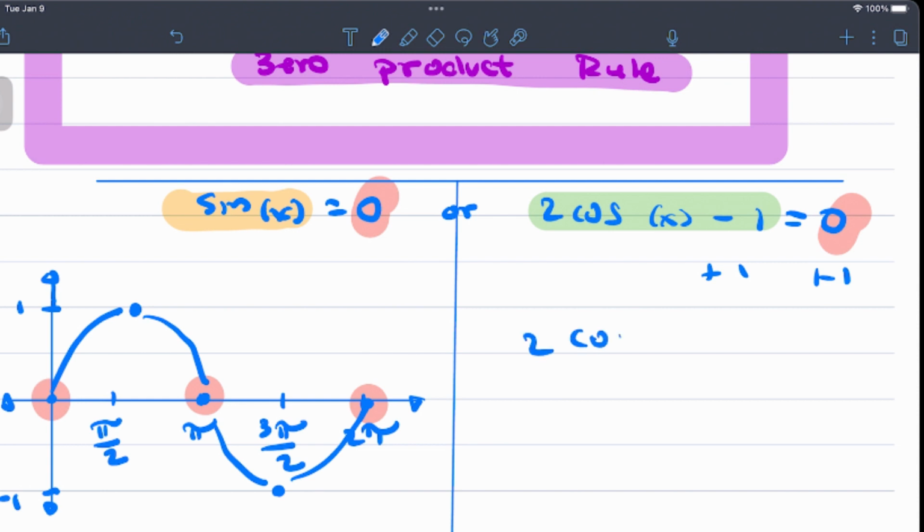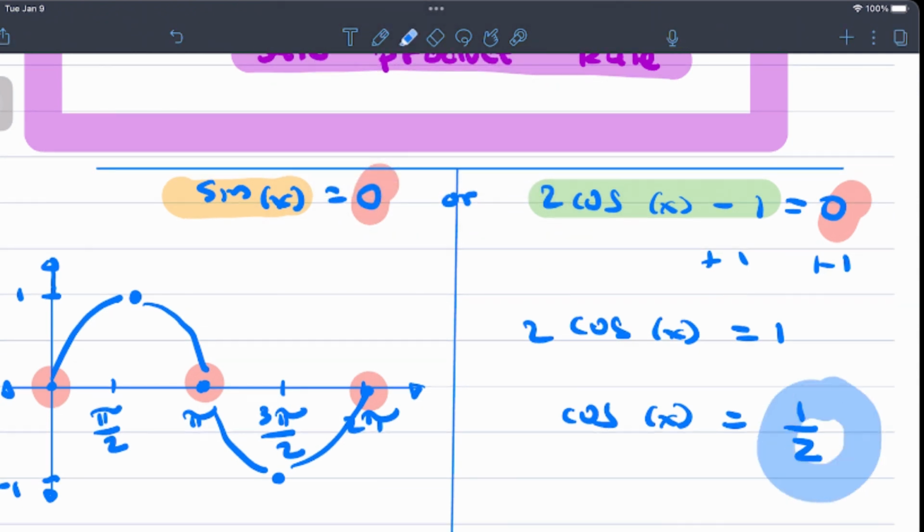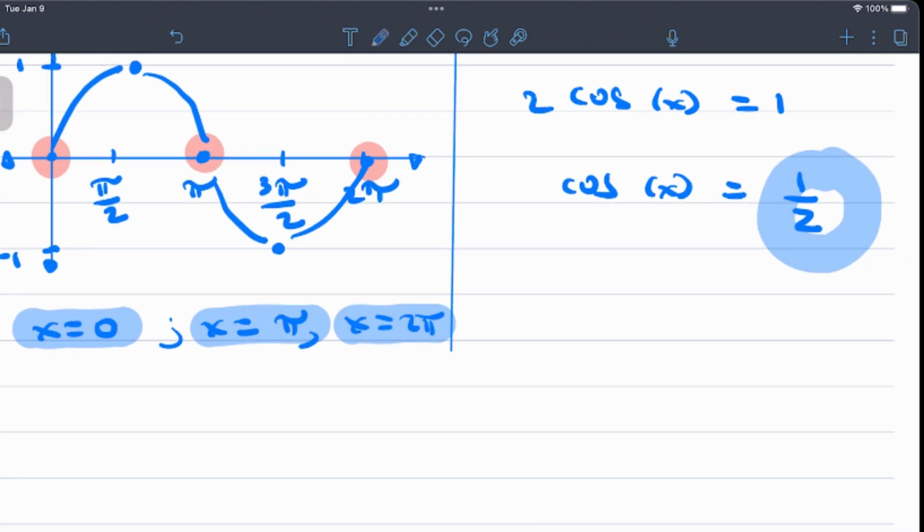This is 2 cosine x equals 1. Divide both sides by 2. So cosine is 1/2. Cosine's positive. Okay? So we're going to do the process here as well. Cosine's positive, meaning we're going to get that reference angle here. We need the reference angle.